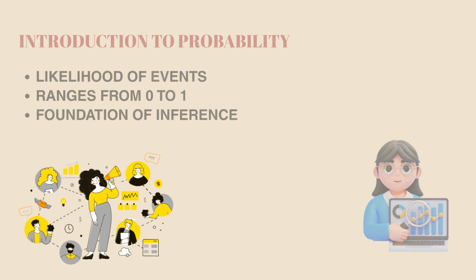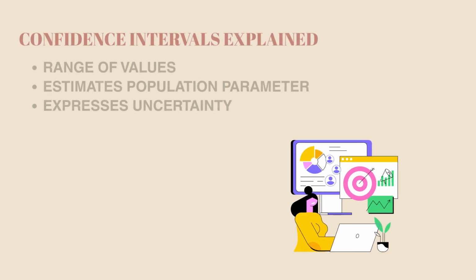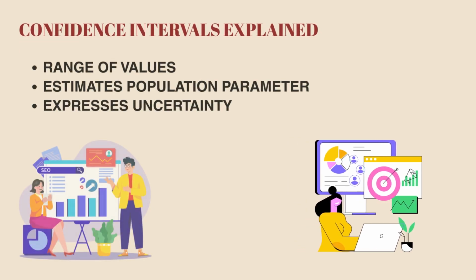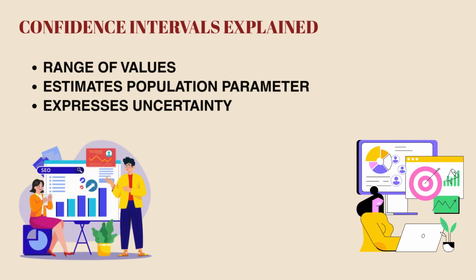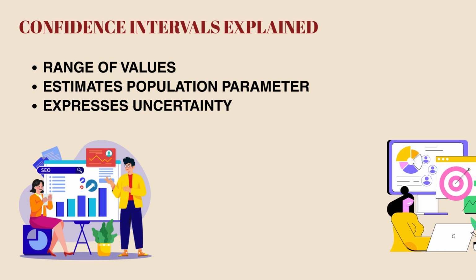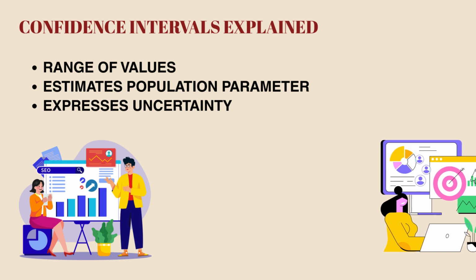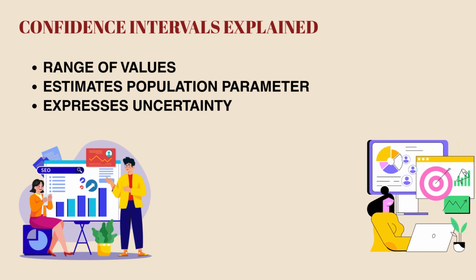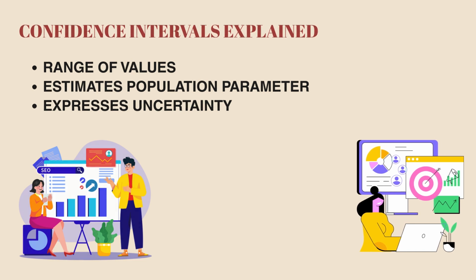Confidence intervals explained. A confidence interval provides a range of values within which a population parameter is likely to fall. For example, a 95% confidence interval suggests we are highly confident the true value lies within that range.